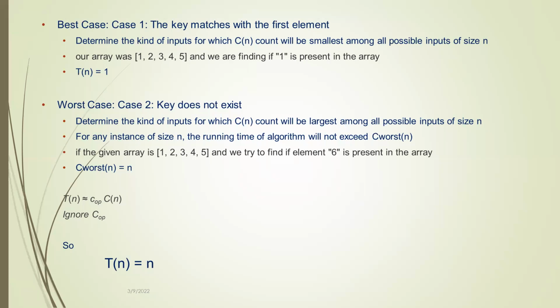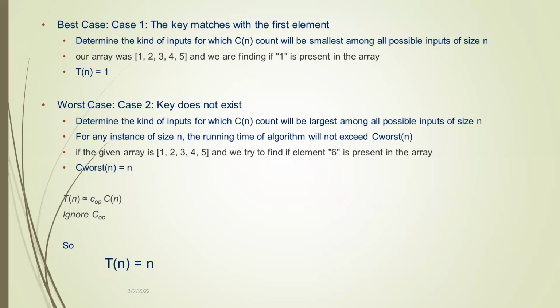Another efficiency is the worst case. What is the worst case? That is your case 2: the key doesn't exist or the key is available at the last position. Worst case time efficiency is for the worst case input. In sequential search, say I'm going to search for 5 in the array 1, 2, 3, 4, 5, and 5 is available in the last position. Or I'm going to search for 11, and 11 is not available in the array. In that case also it does n comparisons. That we call the worst case.